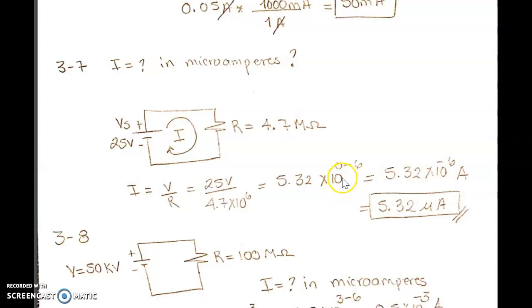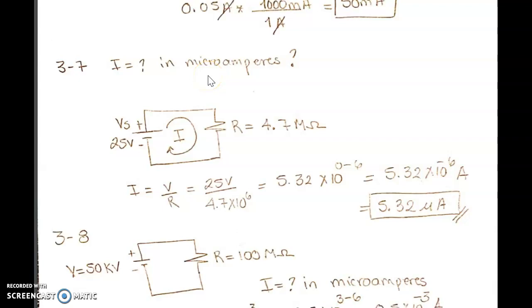We use the law of exponents. This is to the power of 0, and then this subtracts from 0, so we get 5.32 times 10 to the negative 6 amperes. Then we replace the power of negative 6 by its metric prefix, which is micro, so microamperes. So this is the right solution in the right format they want it.